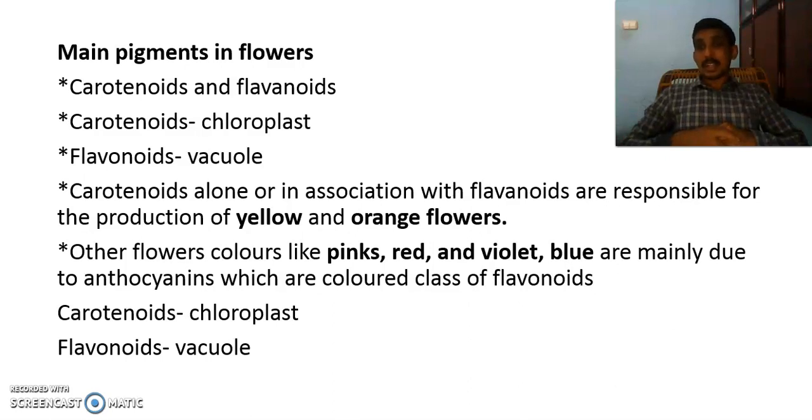Whereas in some flowers, you can see pink colored flowers, red colored flowers, violet colored flowers, and blue colored flowers. That colored petal is due to the presence of the second category of pigments, called flavonoids. So here we are going to study the biosynthetic pathway of flavonoids. Then only can we make a conclusion about the genetic engineering of flowers.